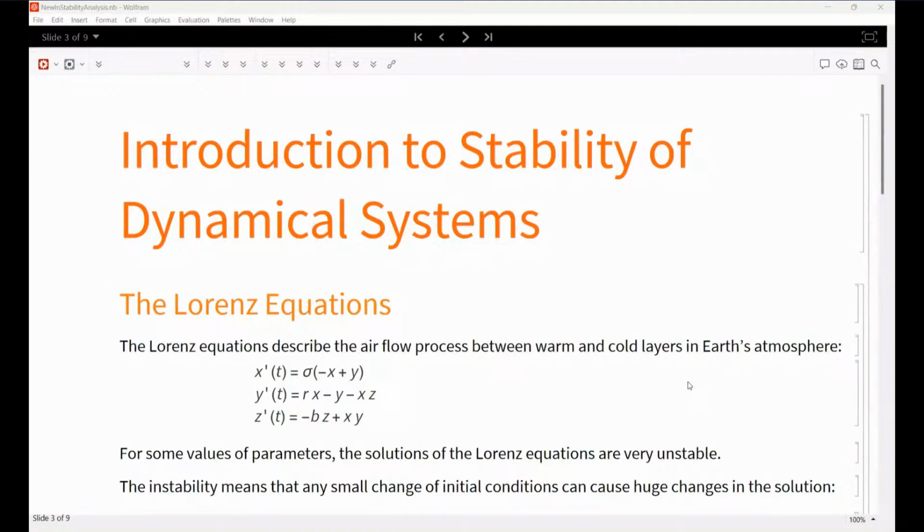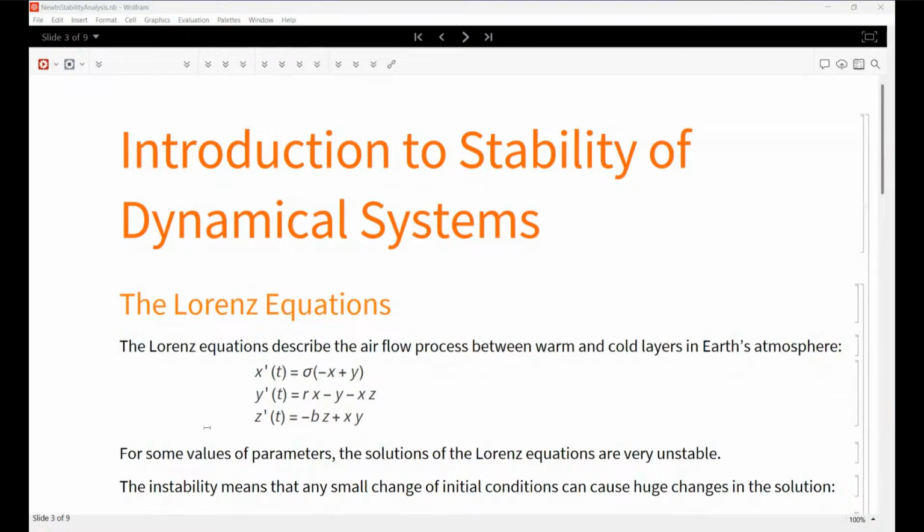So let's start. The history of stability analysis starts from the works of Newton, Euler, and Lagrange, when we started to use differential equations to describe some physical systems. But stability theory became a really hot research topic after 1963, when Edward Lorenz, a mathematician and meteorologist, wrote down his famous system of three nonlinear differential equations, which describe the airflow process between warm and cold layers of Earth's atmosphere. Here you can see the system of Lorenz equations. We have 3 dynamical variables here, x, y, and z. Also, we have 3 parameters, sigma, r, and b.